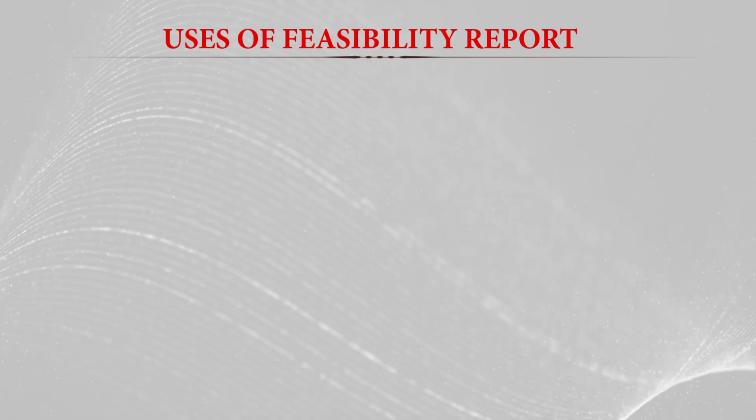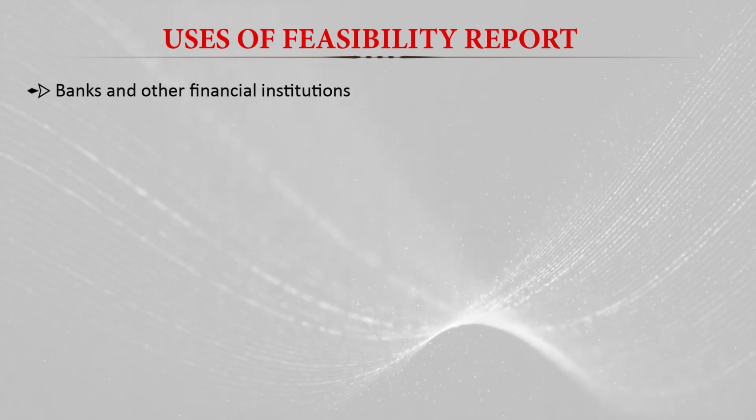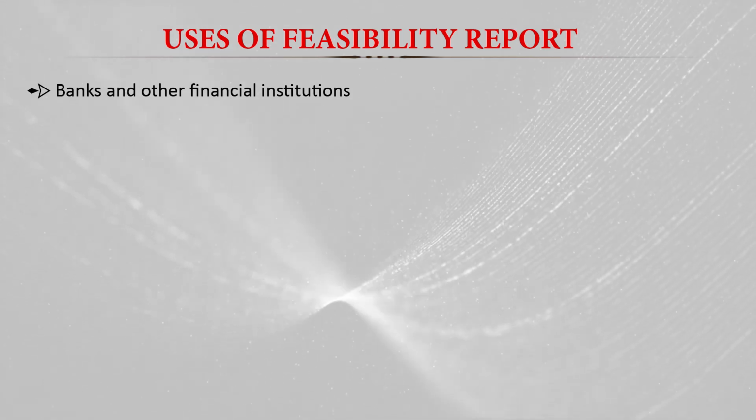So if we find there is a good project, a feasible project, a viable project, then the initial cost or initial capital outlay, or from where we will get that capital outlay, is also identified in the feasibility report. And there are different usages of the feasibility reports, like banks and other financial institutions. For them it is very much required.